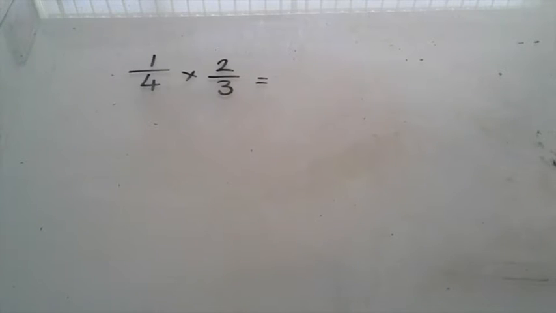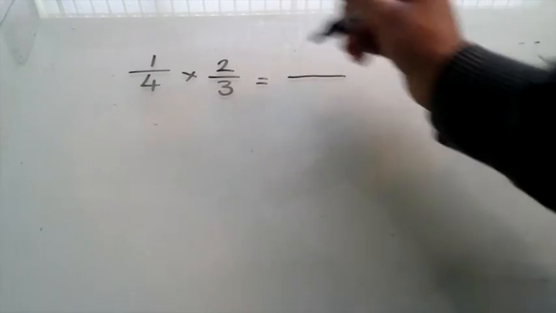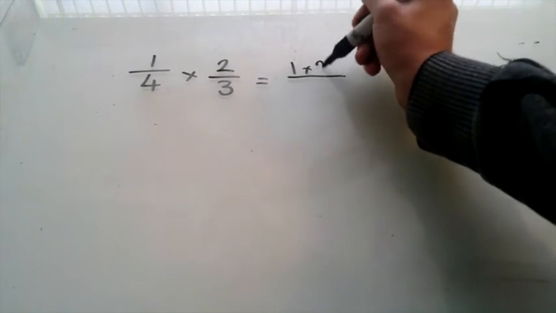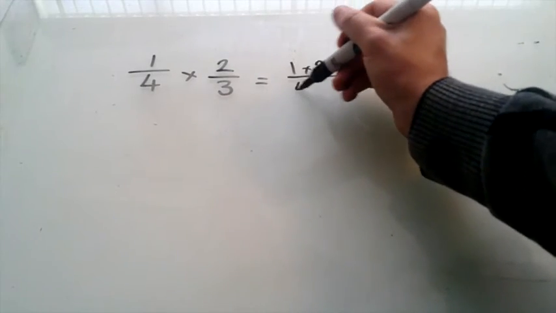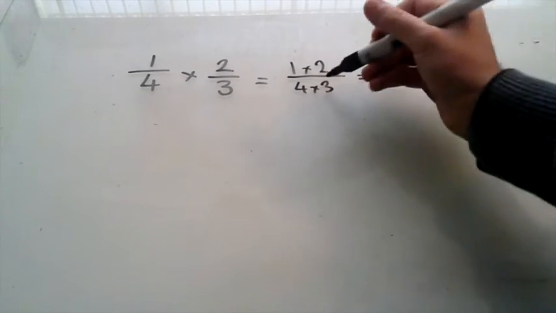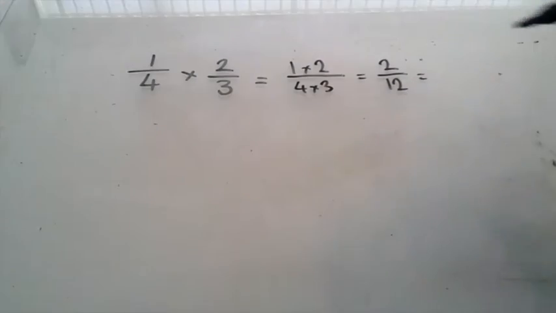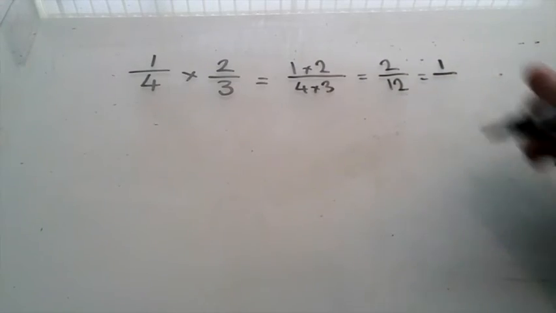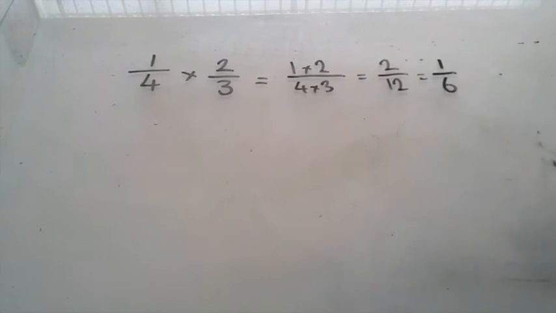So our next example, we've got a quarter times 2/3. So to work this out, we times our numerators, 1 times 2. We times our denominators, 4 times 3, which will give us 2 over 12. And of course we can simplify that because they're both even numbers. So how many 2's go into 2? 1. How many 2's go into 12? 6. So a quarter times 2/3 is actually a sixth, the same as the previous answer.